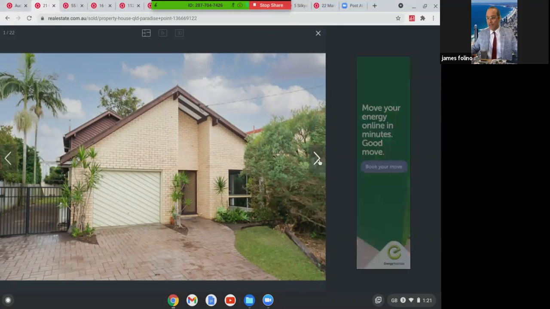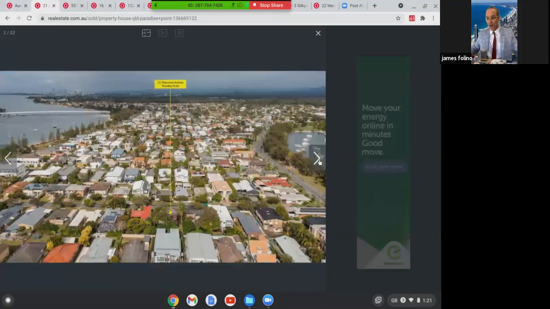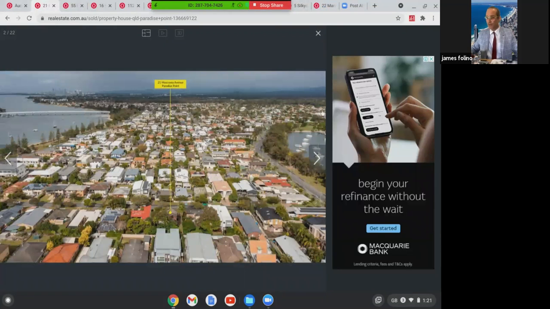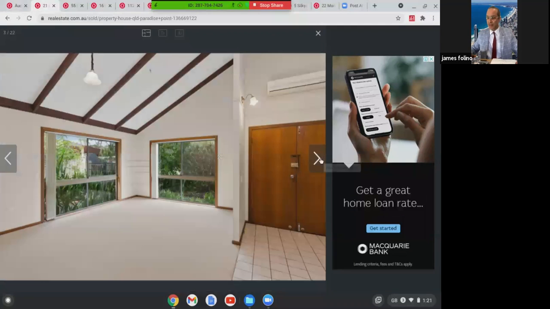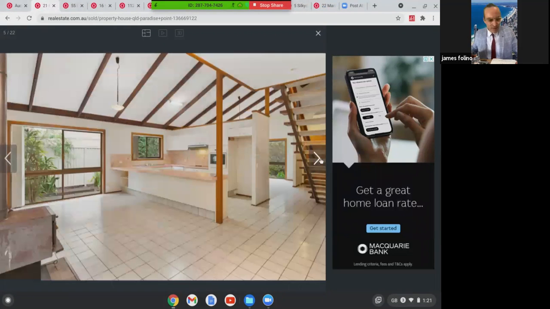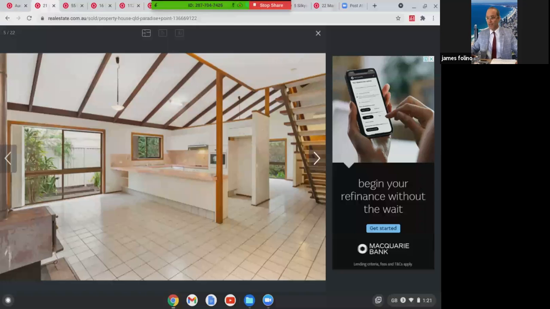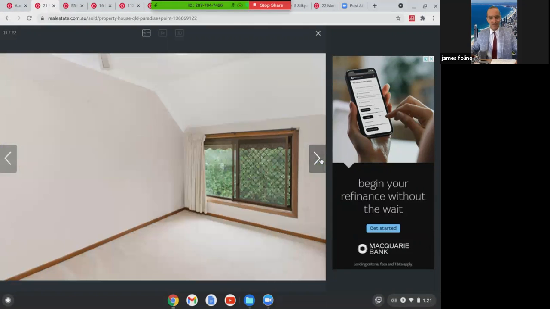Let's have a look at it. It's at 21 Muscovy Avenue in Paradise Point. As you can see from that picture, not too far from the Broadwater. This home, lovely cathedral ceilings, is in very original condition. This home here sold for $950,000.